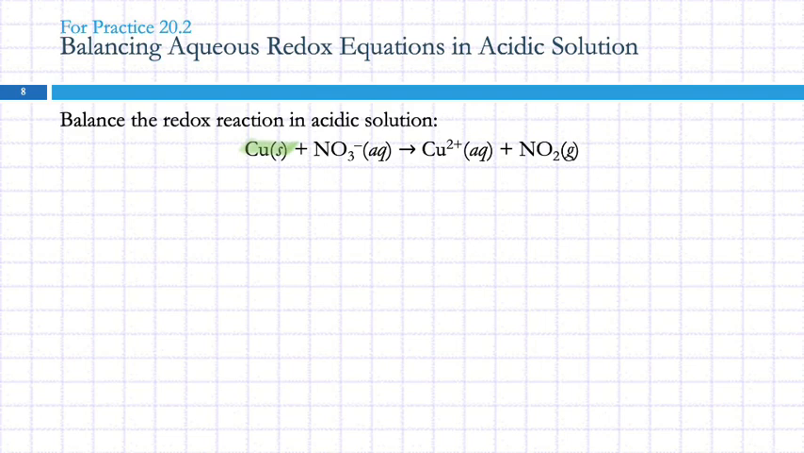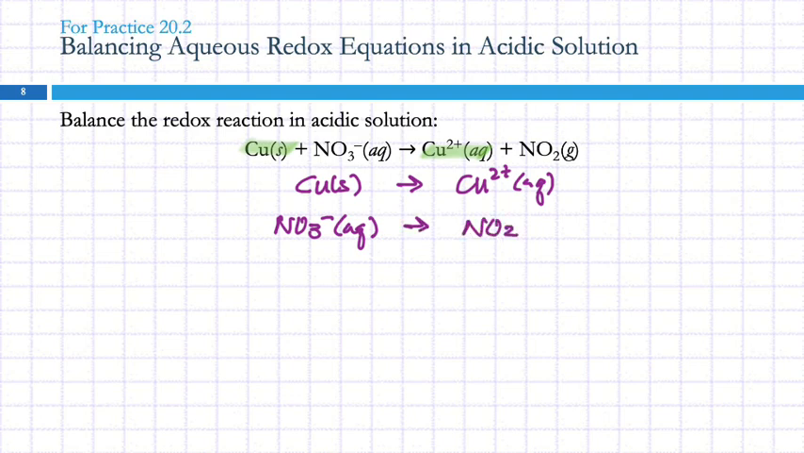So let's look at the first reactant. It's copper. And which product matches up with that? Cu2+. Right? So that's one. We've got copper solid going to Cu2+ aqueous. We need to have all those state symbols in the final balanced equation, but if you want to leave them out in the middle, that's okay. And so then the other one will be nitrate going to NO2 gas.